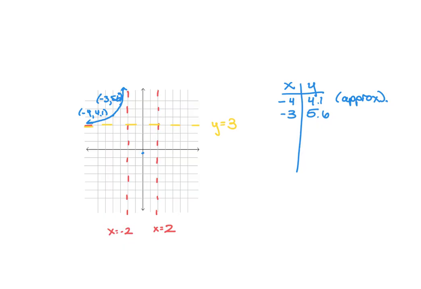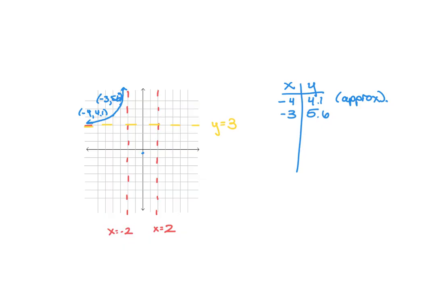Now, when you're working on your homework, I do want to point out one thing real fast. In the homework, it is not going to allow you to put in decimal approximations. And so we're going to go back and actually compute this after we get our graph done.